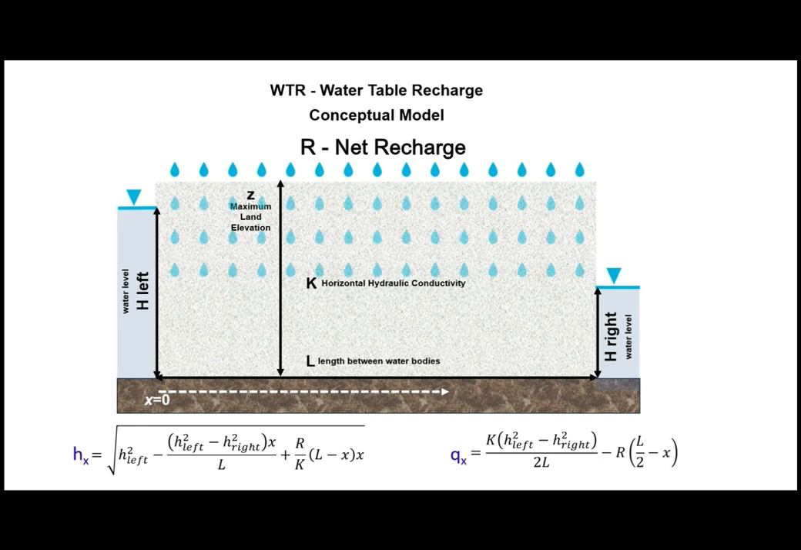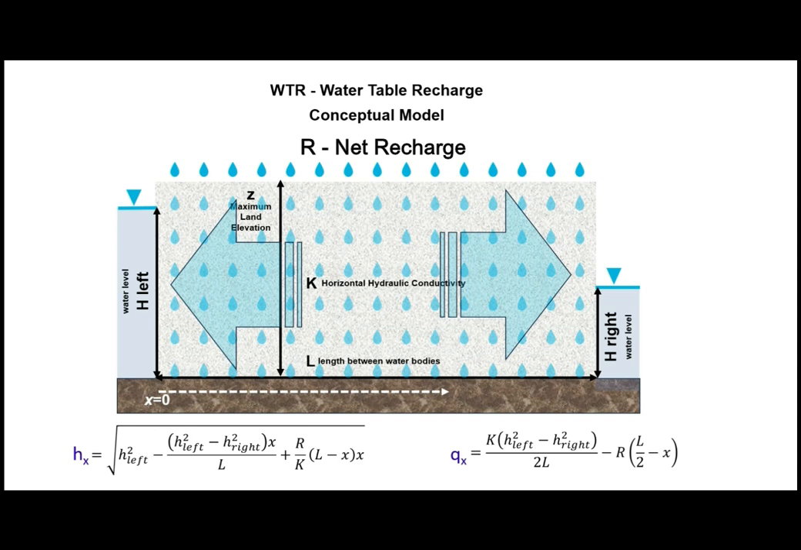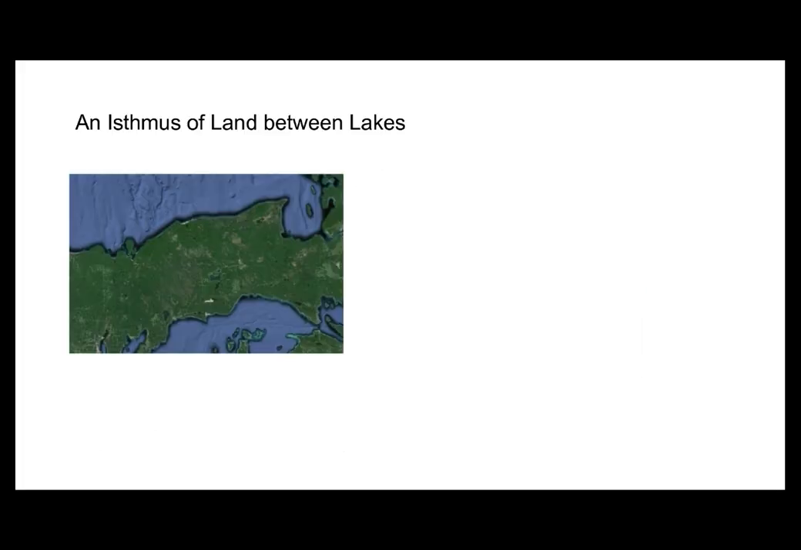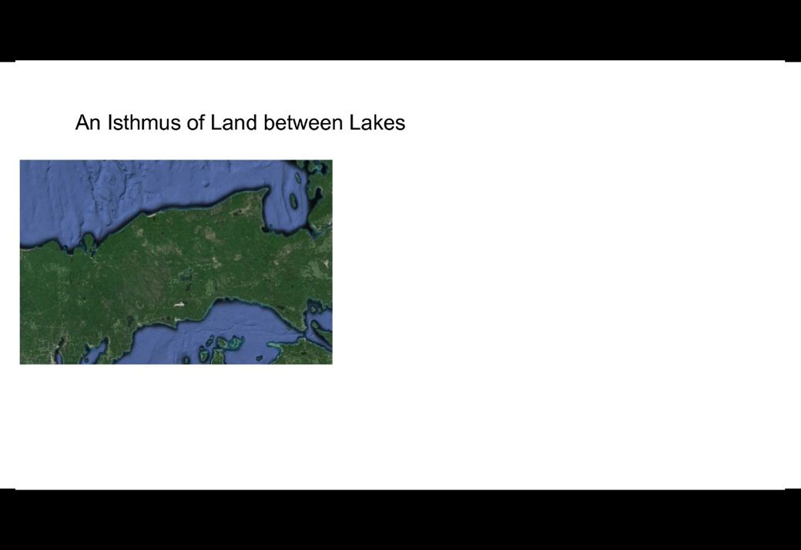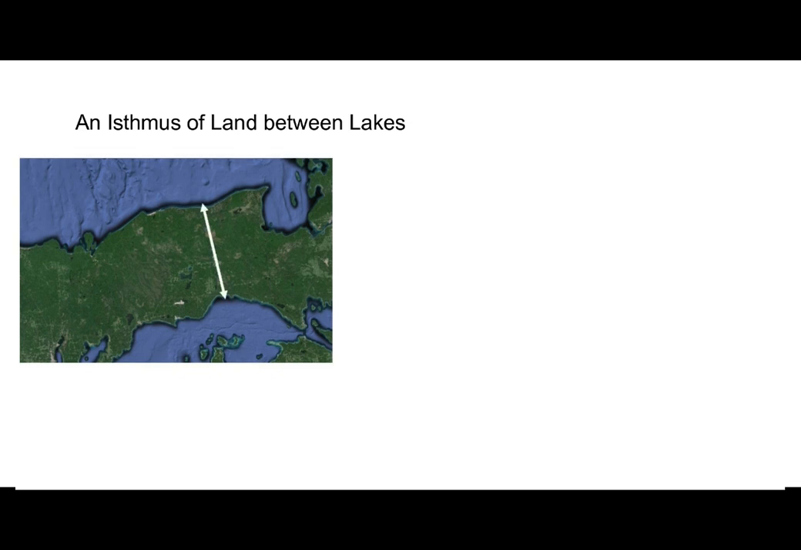It simplifies flow by assuming the recharge is instantaneously and evenly distributed vertically throughout the aquifer and flow is horizontal. Field settings are always more complex than analytical models, so the user simplifies the field setting to emulate the analytical conceptual model. For example, to simulate this isthmus of land between lakes, we use approximate average representative values.